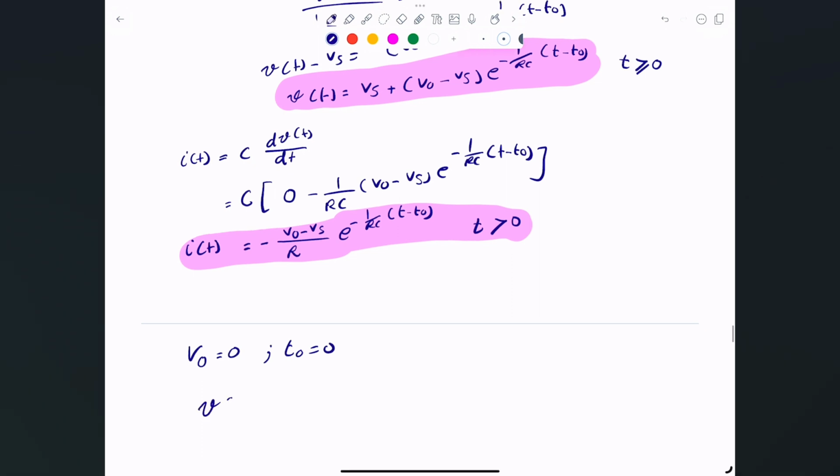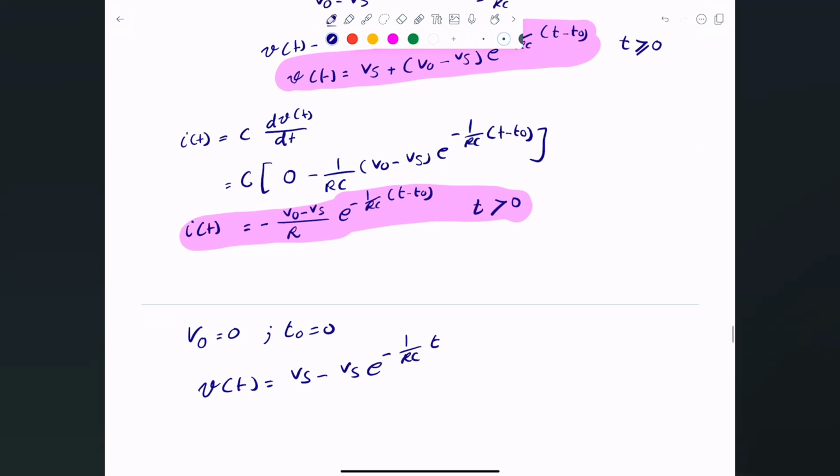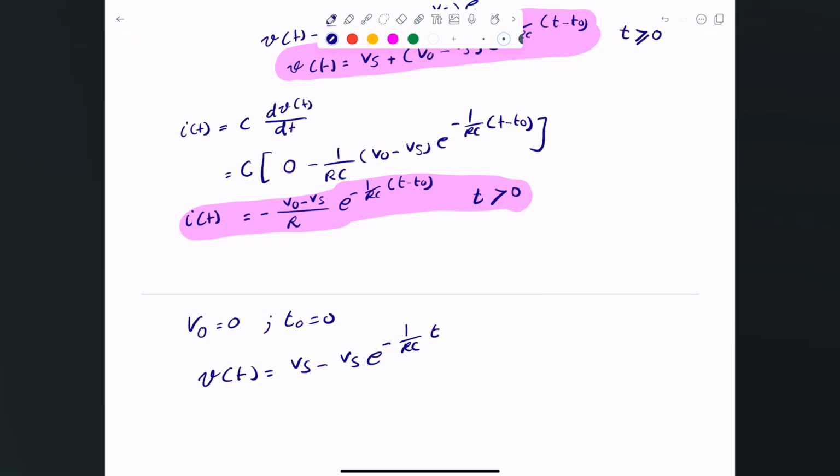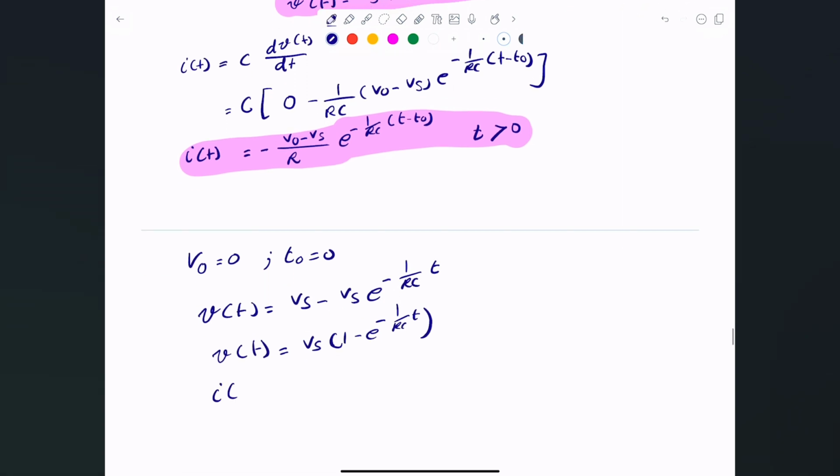And I'll substitute. So V of T simply becomes negative V of S plus V0. Well, we decided that V0 is 0. So that means here it is negative V of S e to the negative 1 divided by RC T, because T0 is 0. Then of course you can clean it up a little bit, and say it's V of S times 1 minus e to the negative 1 divided by RC of T. That's basically the V of T. And we can do something similar for I of T, which is V of S divided by R, e to the negative 1 divided by RC T.